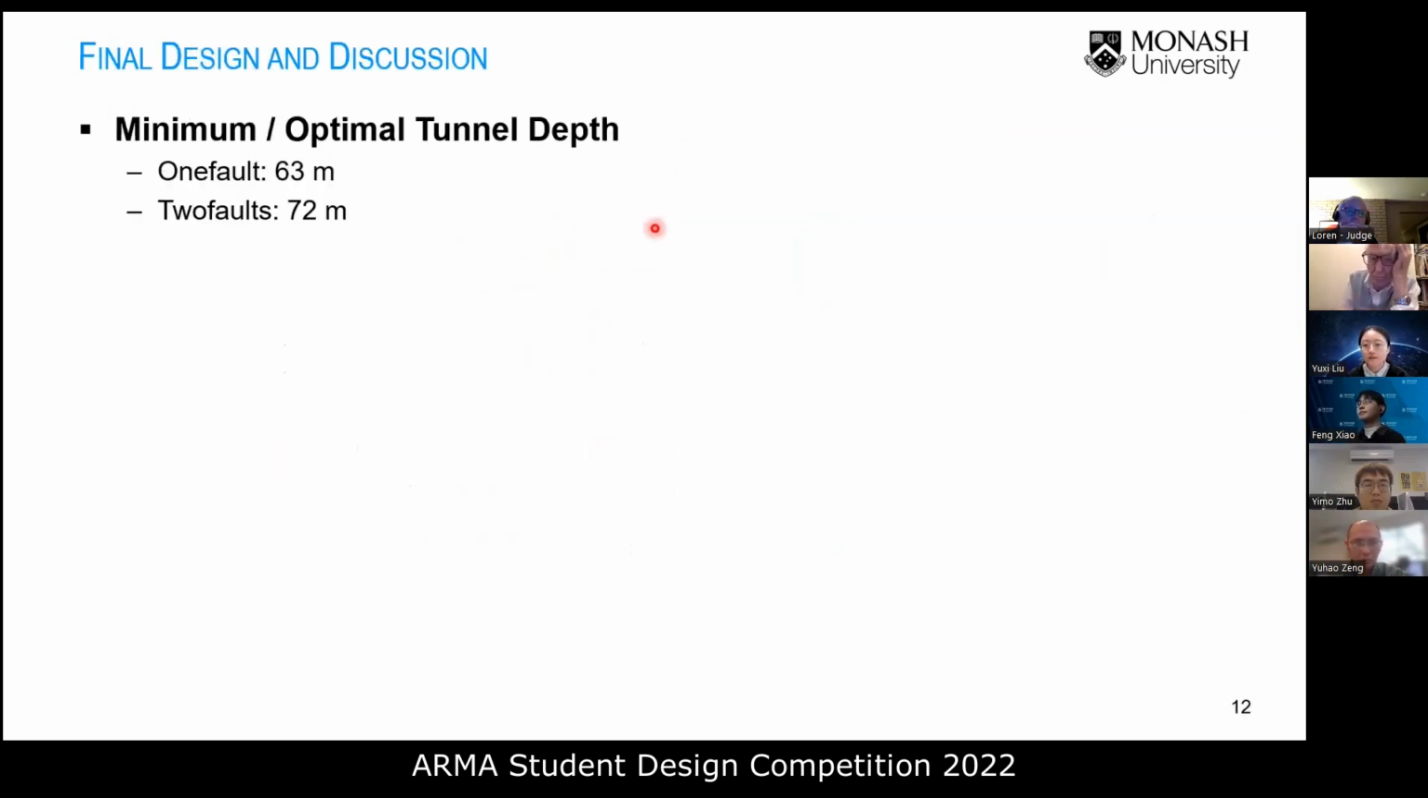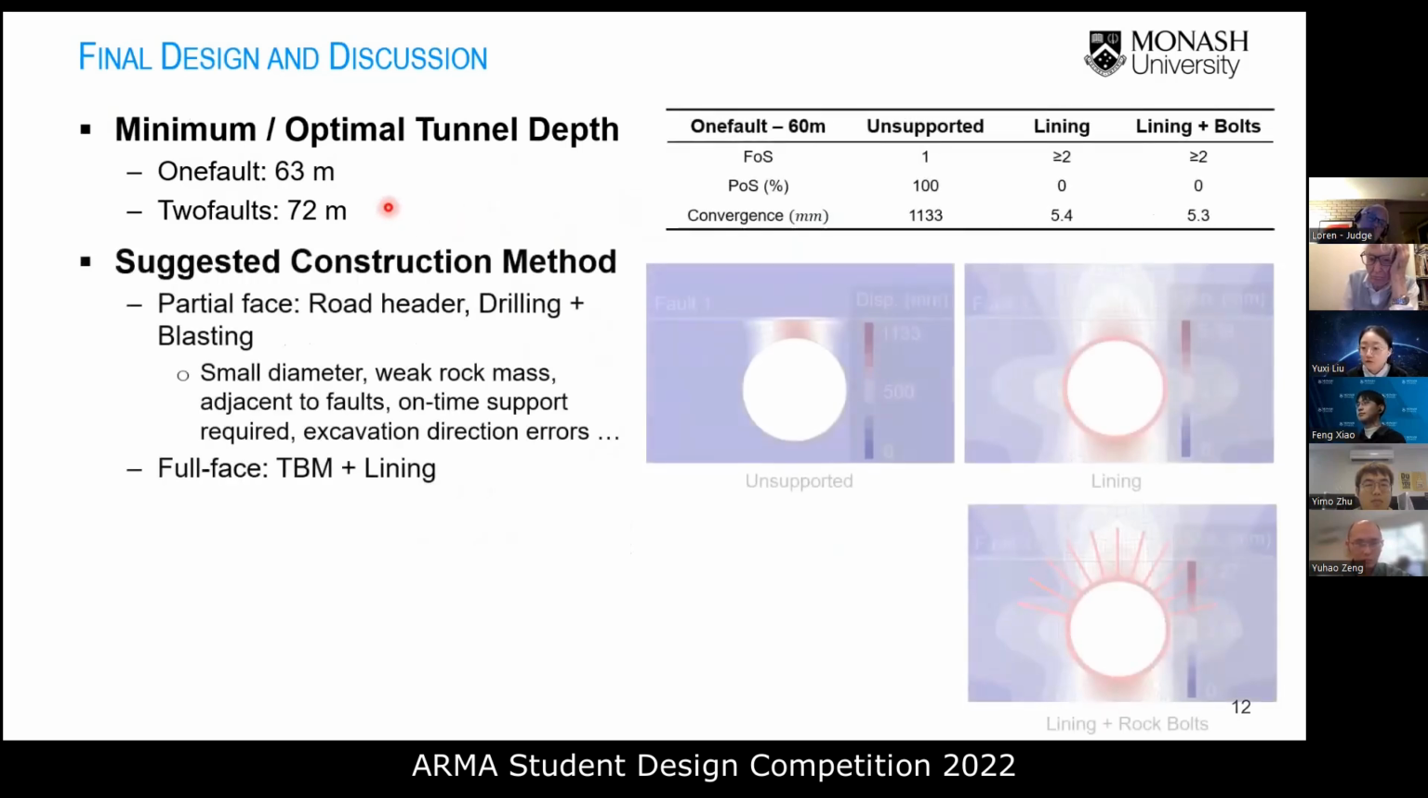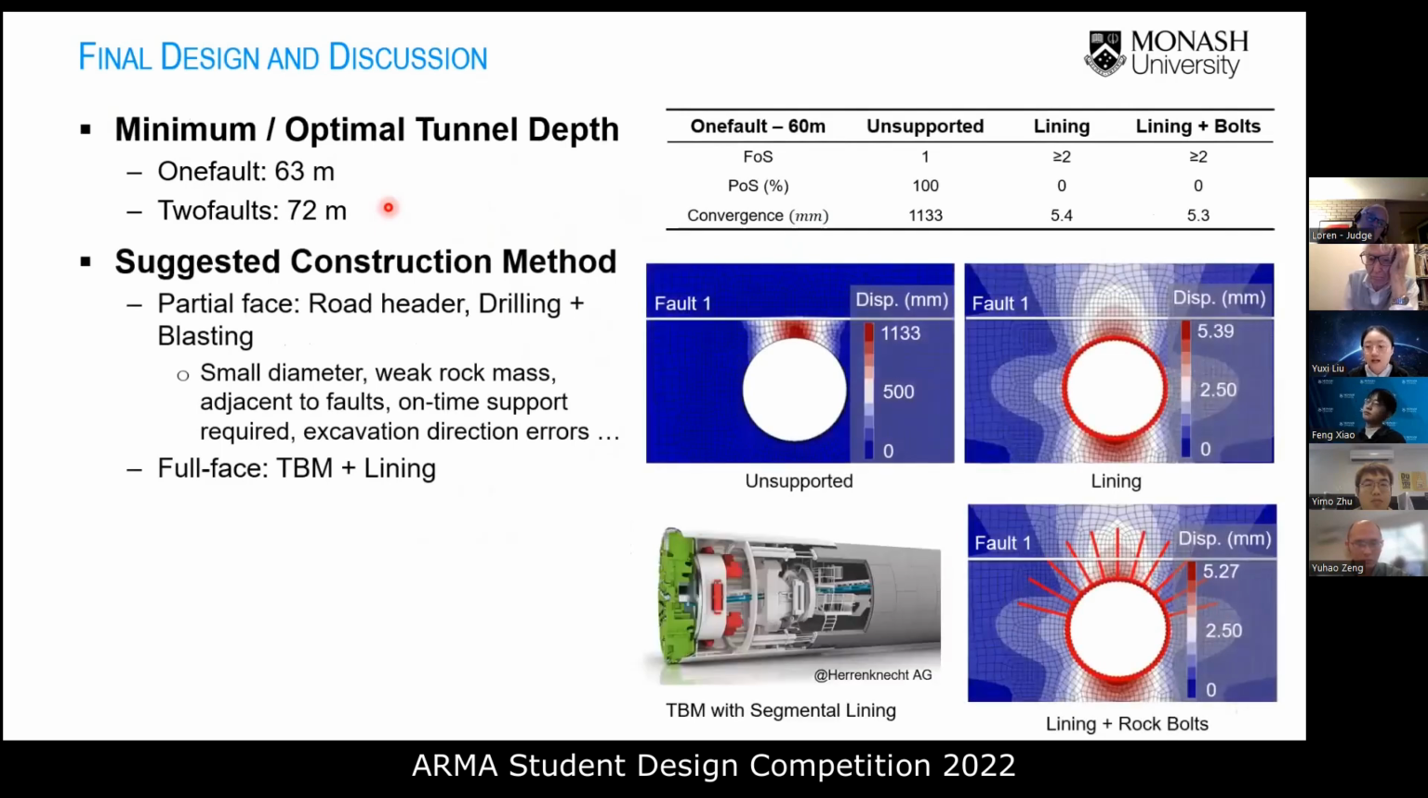Now, let's quickly wrap up our result. The minimum and optimum tunnel depth are 63 meters for 1/4 scenarios and 72 meters for 2/4 scenarios. In terms of the construction method, we got roadheader and drilling and blasting method for partial phase excavation and TBM for the full phase excavation.